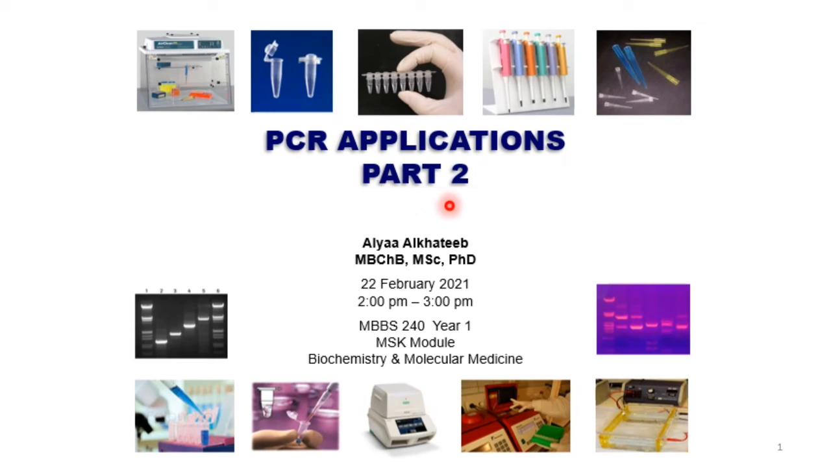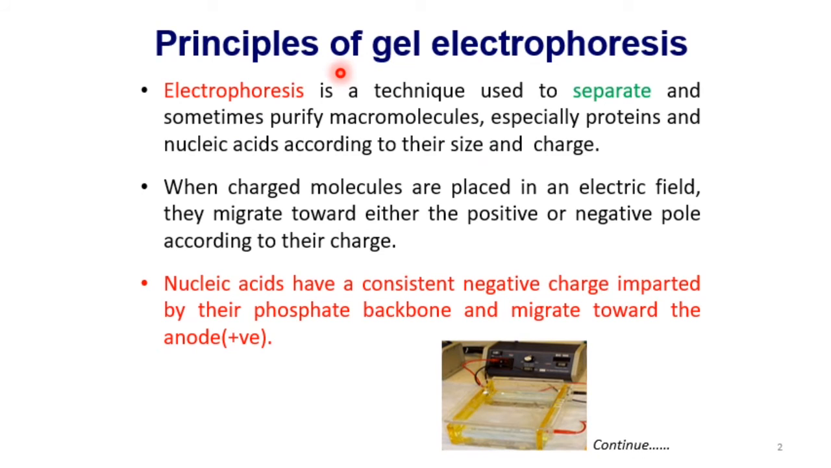Let's proceed with part 2 of PCR applications. In the first part of the lecture, we talked about PCR principles and we went through the detail of the principle and the steps in terms of denaturation, annealing, and extension. So after we obtain the PCR product, how are we going to visualize this PCR product, how are we going to see and identify the DNA within this PCR product?